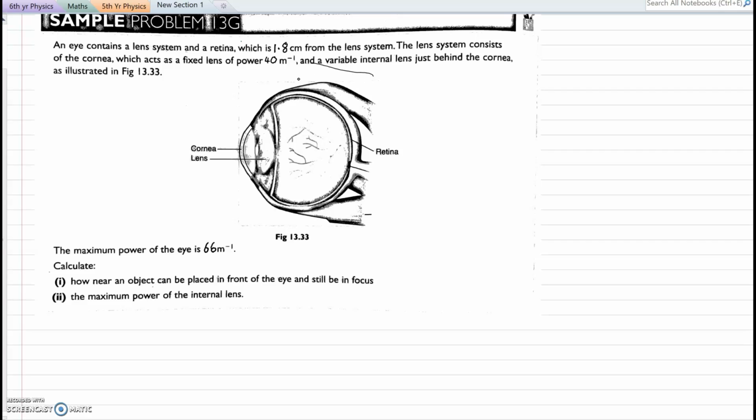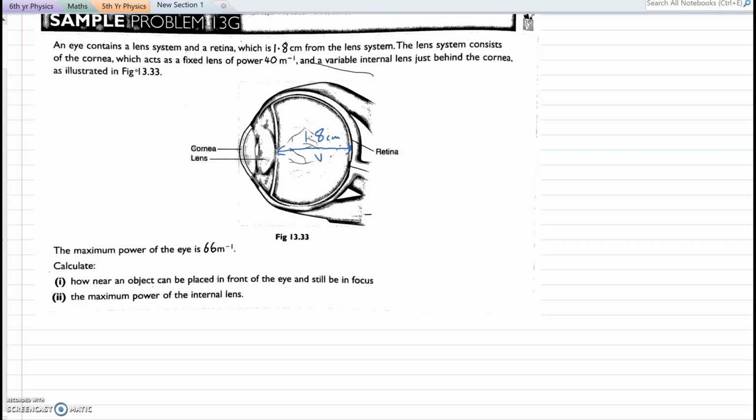They're telling you that the length of the eye is 1.8 centimeters. So this here, 1.8 centimeters from the lens. That's the distance from the retina out to the lens. Now, if we think about what we want the eye to do, we want the eye to focus an object onto the retina. So this is like the screen. So that distance between here and here, they're telling you that that's 1.8 centimeters, but that's going to be your image distance. That's going to be v in any calculation that you do.